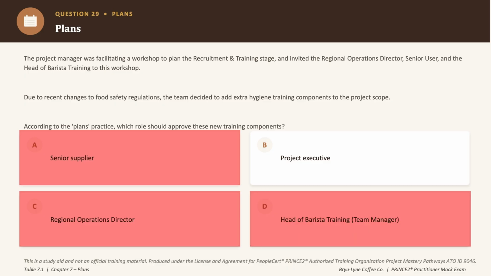So eliminated as well. Now option B says project executive, okay, and that is the correct answer choice, because the project executive approves the project plan, sets the tolerances for each of the stages, and approves the stage plans, which is precisely the authority needed to approve such new scope elements like this. Okay, so the correct answer to this question is option B, project executive.